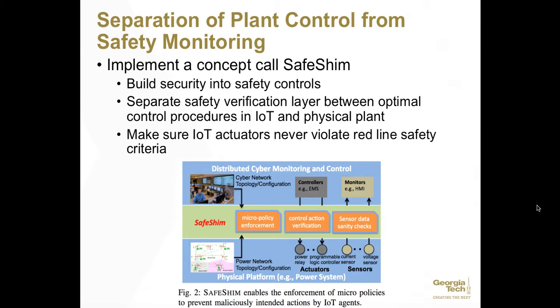The main responsibility of SafeShim is to verify that the consequences of actions taken by the IoT actuators in the field never violate the red line safety criteria, or in other words, the point where conditions become unsafe, dangerous, or can otherwise lead to catastrophic failures. They say they can possibly accomplish this through the use of model checking for the verification step using linear temporal logic.